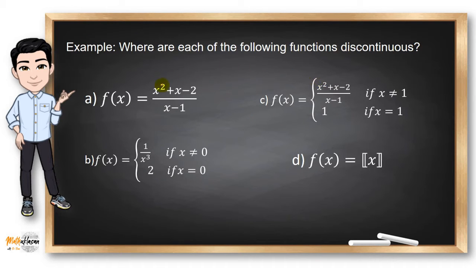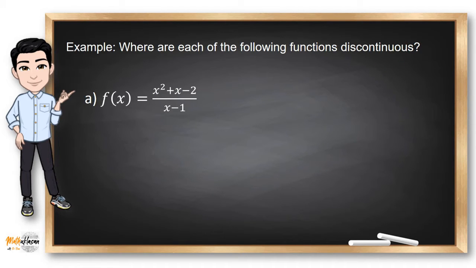This time, we need to look at these 4 functions and we need to determine kung saan sila discontinuous. Dito sa unang function natin, which is x squared plus x minus 2 all over x minus 1, kailangan nating mag-isip ng possible value na discontinuous itong function na to. At syempre, yung unang test na chine-check natin sa lahat, kung define ba siya at a particular value na napili natin.